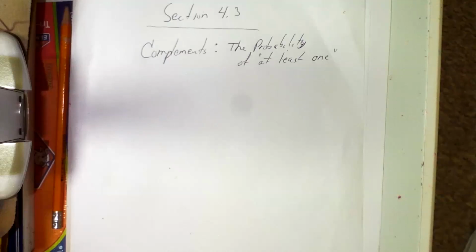Okay, students, today we're going to cover section 4.3. There's two parts to it. So the first part we're going to go over is called complements. More specifically, the title of it is called the probability of at least one. Okay, so let's go through the definition. So let me share my screen.